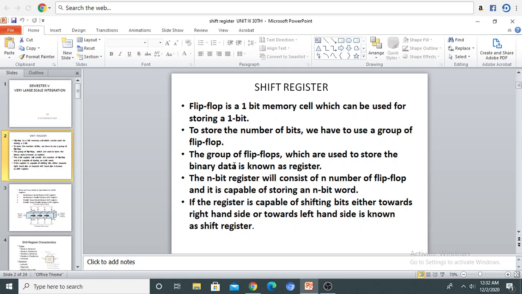So a flip-flop is used to store a single bit, a register is used to store a number of bits, and memory is used to store a number of data.